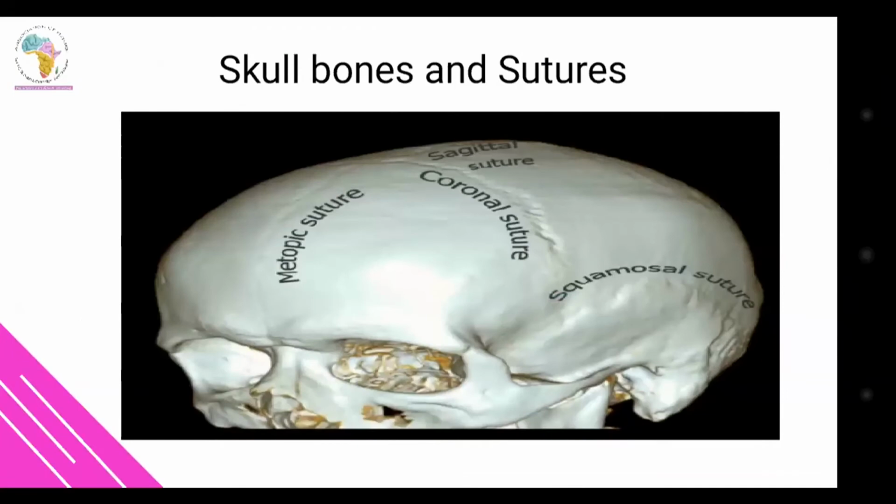So this is a 3D reconstruction. When you do a brain CT, those slices that you saw, the dark and white ones, are actually 2D images. But when you take all of the 2D images at different sections, you can reconstruct them and form a 3D image here. So you can actually appreciate it here. You have the metopic suture, the coronal suture.